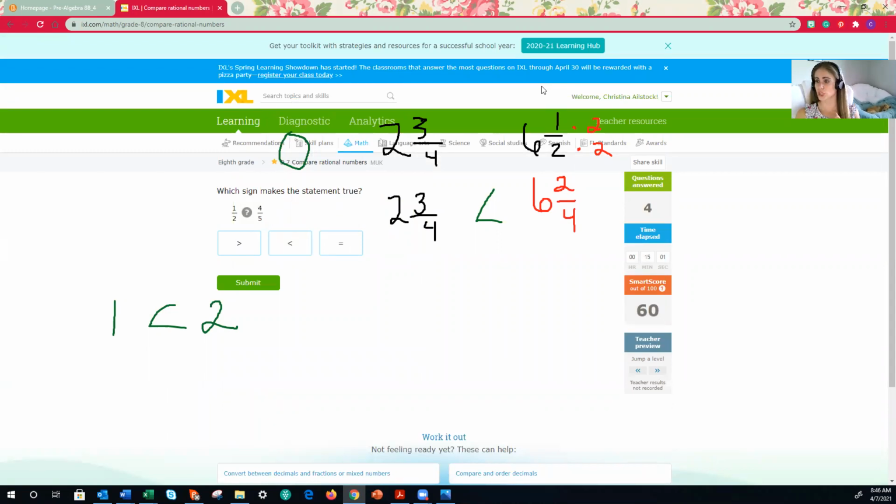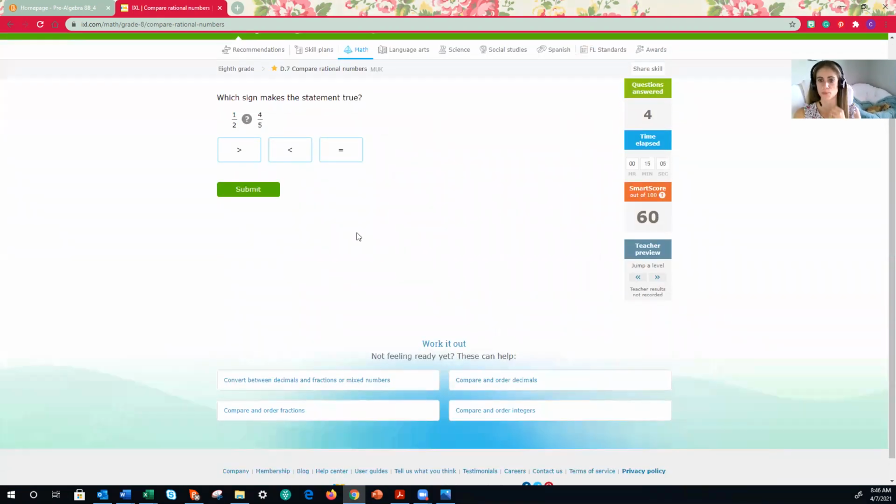Ooh, I lied. We're going to do one more because we have not had one like this. So there you go. You guys are getting a bonus problem. Okay. For realsies this time, our last problem. We are comparing 1/2 and 4/5.